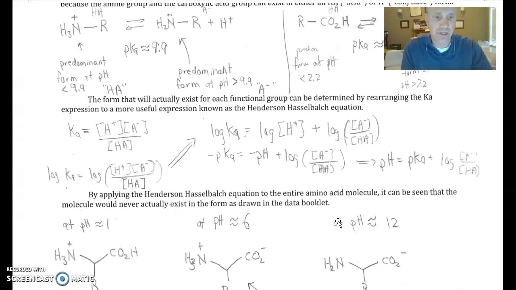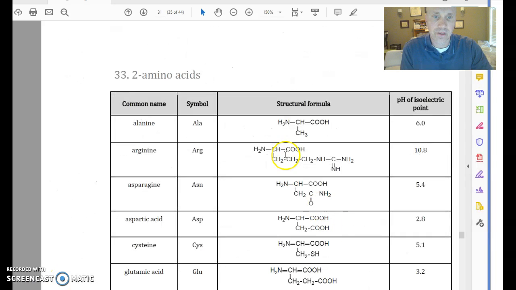But let's move on to talking about how this is going to be applied to actual amino acids. Again, in the beginning of this video, I mentioned that the structures of these amino acids as drawn in your data booklet would never be the actual structure that you would see for them. We can explain that with what we just talked about.